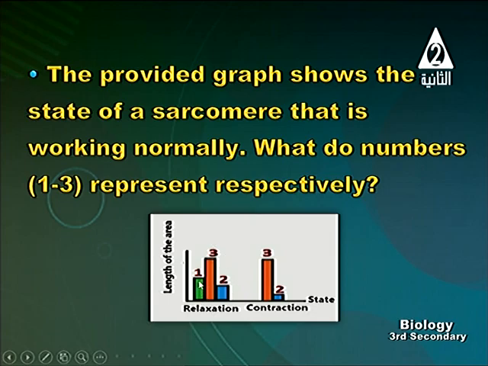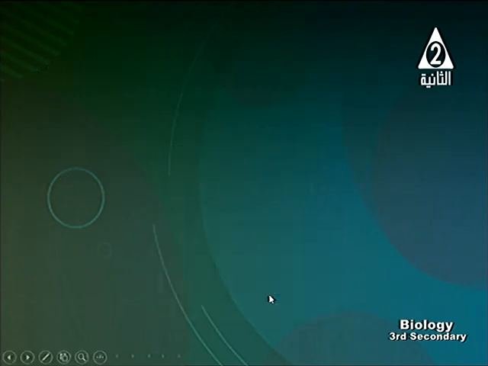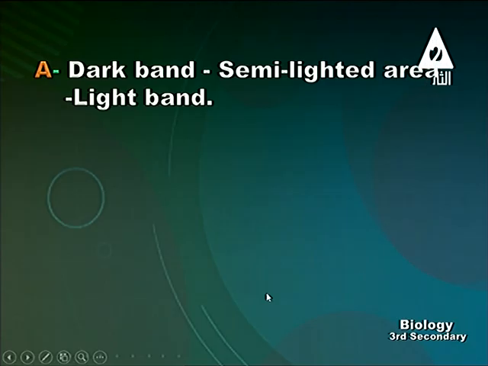During the change of the state of muscle from relaxation to contraction, of course the part which completely disappears, represented by number 1 here, is the semi-light or semi-dark H zone, the semi-lighted band. The part in the sarcomere whose length doesn't change, number 3, is the dark band, symbolized by letter A, and the part whose length decreases is the light band.